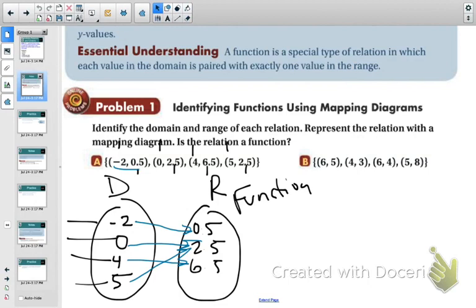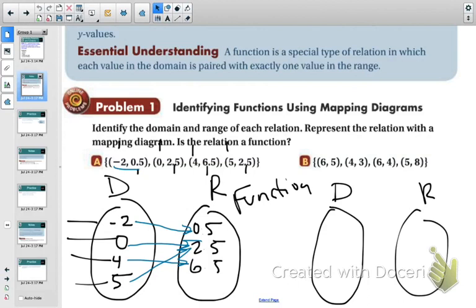Now let's look at B. We have domain here, range here. Okay, 6, 4, 6, which I already have, so I'm not going to list it again, and 5. I have 5, 3, 4, and 8. That's all my y values. Okay, now I'm going to map each of these. So 6 goes to 5 like this. 4 goes here. 6 again goes to 4 now. And 5 and 8 go together.